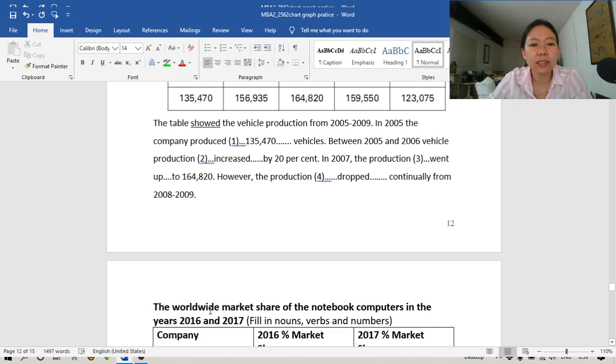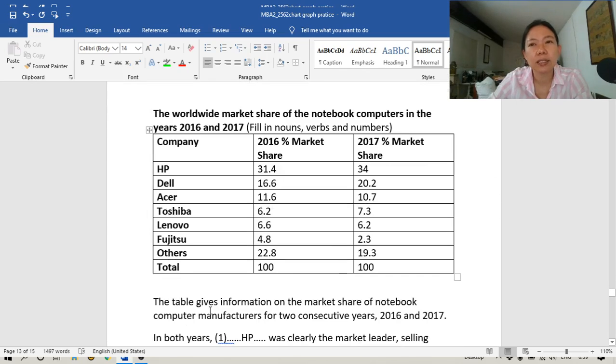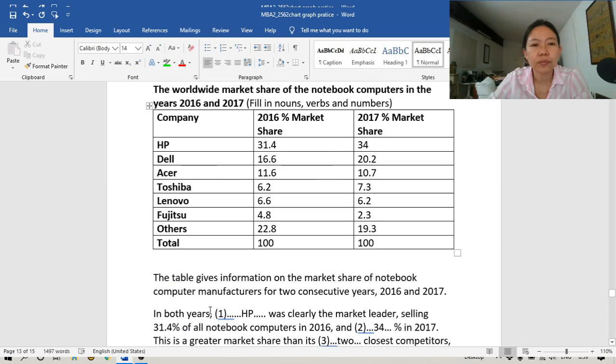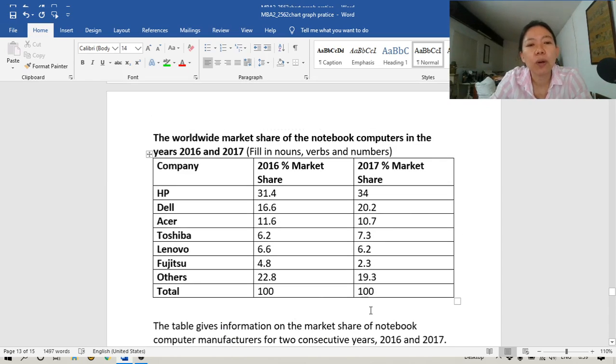And next is the last exercise, which is a bit long. So here we talk about the worldwide market shares of notebook computers in the years 2016 and 2017. So we have the list of companies. We've got HP, Dell, Acer, Toshiba, all the manufacturers of notebook computers, and the market share in 2016 and 2017. So I'm going to read the missing words and then I will show you later.